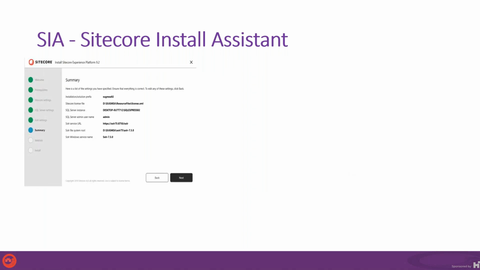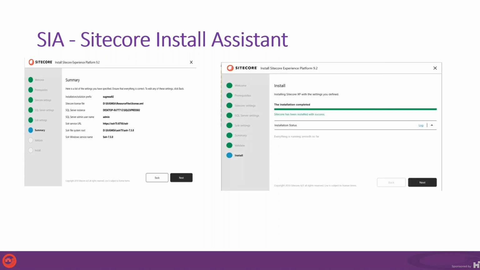It requires you to input a few details like the Sitecore application name, SQL Server credentials, and the Solr URL, like I said. Finally, it displays a summary of everything you have input. You can click next and the installation will be done. So that's a very quick and easy process for installing Sitecore 9.2.